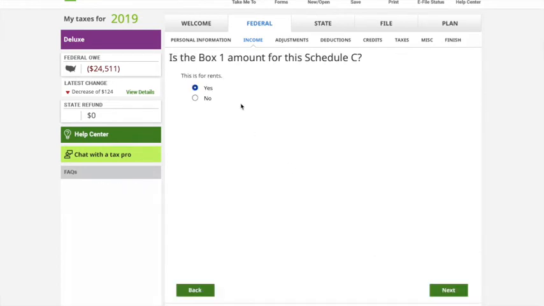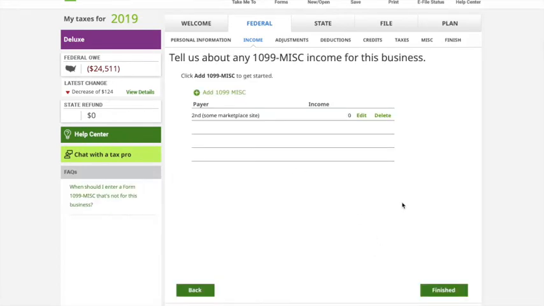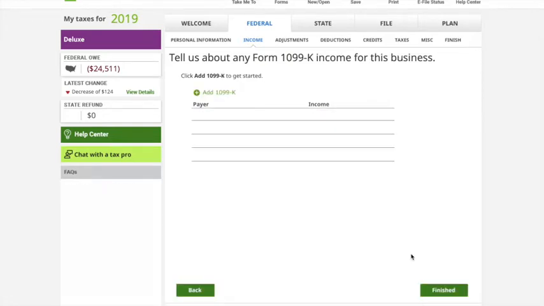Okay, so you say yes to that. If there are more places where someone sent you a 1099 miscellaneous, then you would enter them here. Now we're assuming there's no other kind of business, so we're not expecting a 1099-K.